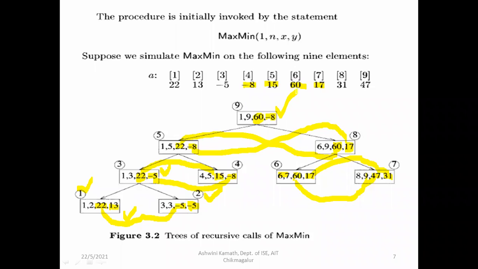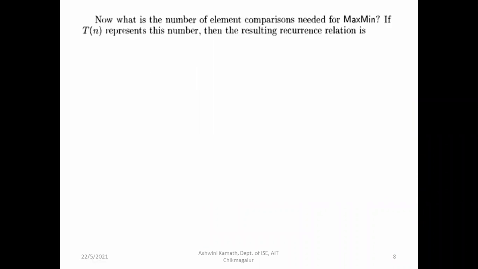Okay, so we'll continue with the analysis. This is the tree of recursive calls made by the max min function. This is how we can find the maximum and minimum element. We have seen that for the straightforward approach, it was 2 into n minus 1 number of comparisons. Let's see how many comparisons this will take. Now, what is the number of element comparisons needed for max min?